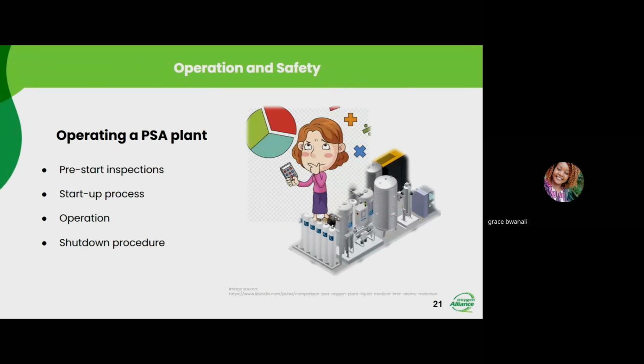Normally, to ensure that every part of the machine is going to work properly and we are going to do our operation without any hurdles, we have to make sure that we do the pre-start inspection as the first step, followed by the startup process. After that, that's when the whole operation starts, and then we finish by the shutdown process or shutdown procedure.